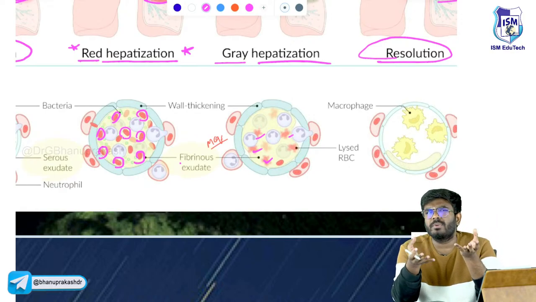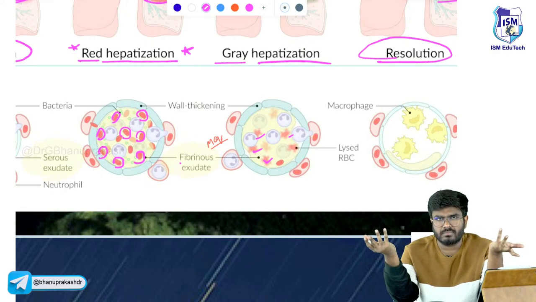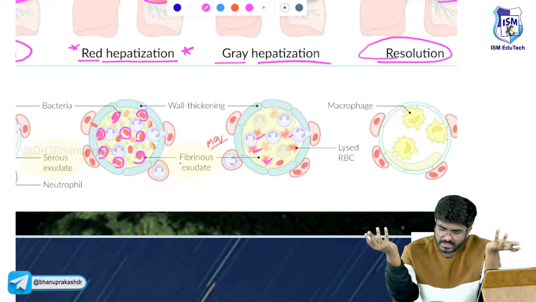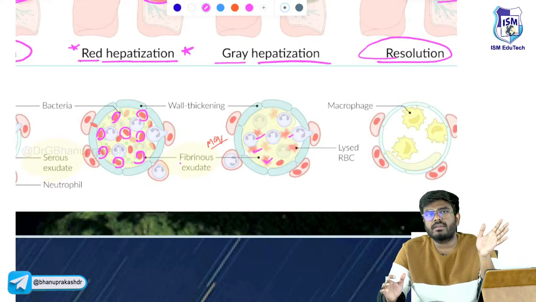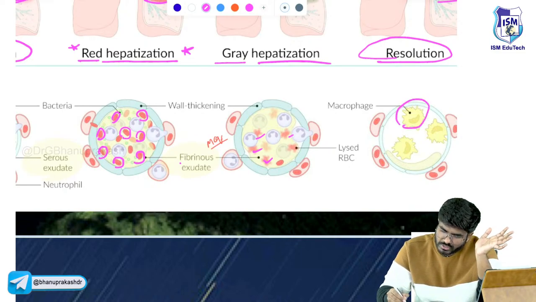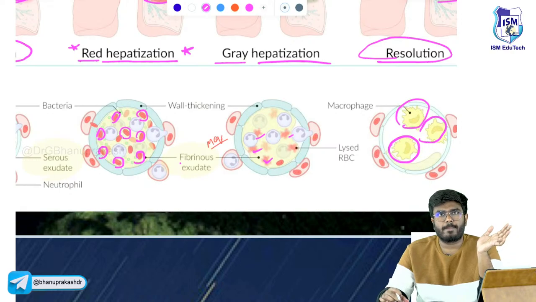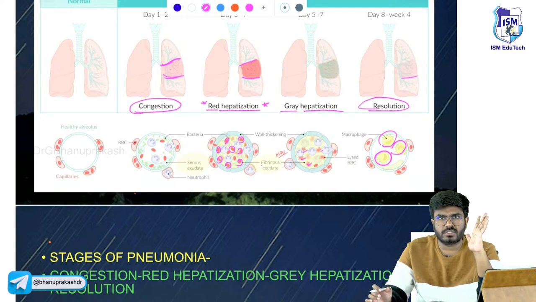Later on, the RBCs are going to be gradually destroyed with the help of macrophages. That will cause gray hepatization. After that, the macrophages will come and try to remove everything, clear the debris. So that is resolution. So during the resolution phase, who are there? Macrophages are there. Again, what they will ask you is the order: congestion, red hepatization, gray hepatization, and resolution. Resolution phase has macrophages. Red hepatization phase, RBCs are going to be dominant.